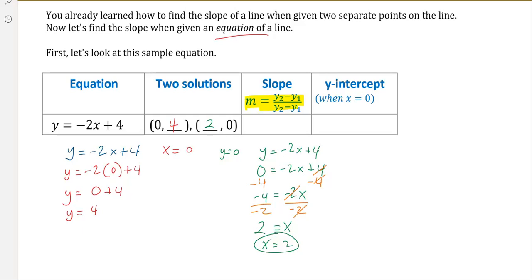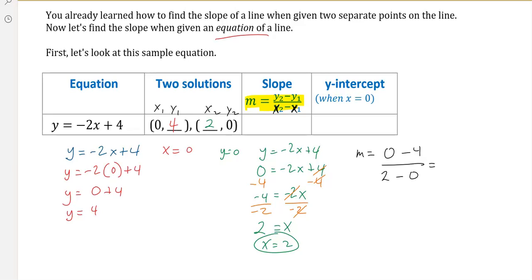Now, because we have those two points, we can find the slope. Now remember, this would be our x sub 1, y sub 1, x sub 2, y sub 2. And our slope formula, so m equals y sub 2, which is 0, minus y sub 1, which is 4, over x sub 2 minus x sub 1. I don't know how I did that, but I fixed it. All right, now x sub 2 is 2, and x sub 1 is 0.